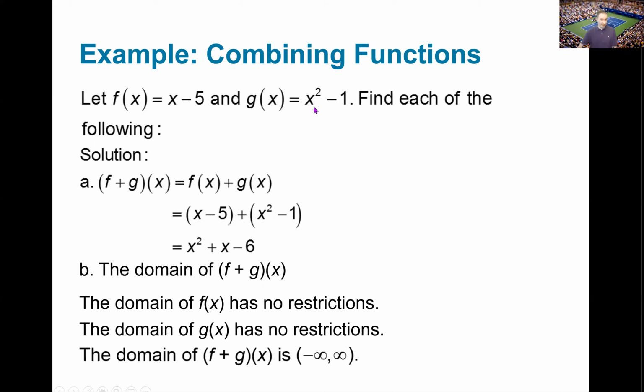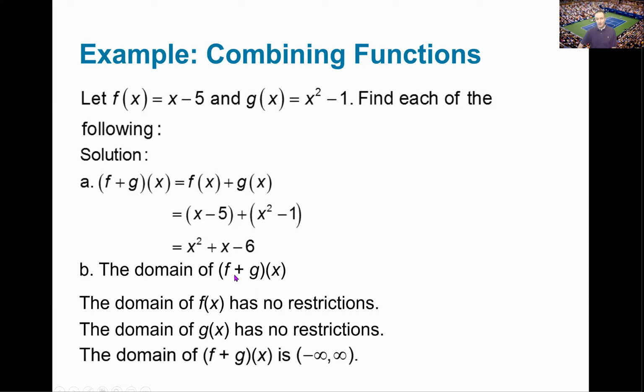The domain for any polynomial is all real numbers, so the domain of any combination of these two is automatically going to be all real numbers, negative infinity to infinity. For the first notation, I said, well, let's show f plus g of x. That's your f of x function plus your g of x function. So I take x minus 5, I add it to x squared minus 1, and when I write that in descending order, I get x squared plus x, and then minus 6.